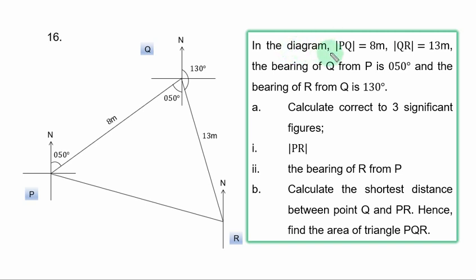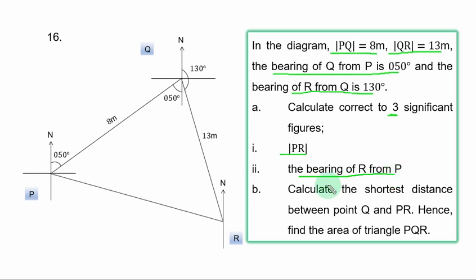In the diagram, PQ is equal to 8 meters, QR is equal to 13 meters. The bearing of Q from P is 50 degrees and the bearing of R from Q is 130 degrees. A part of the question: calculate correct to 3SF, Roman figure 1, PR, that is the length PR. Roman figure 2, the bearing of R from P.